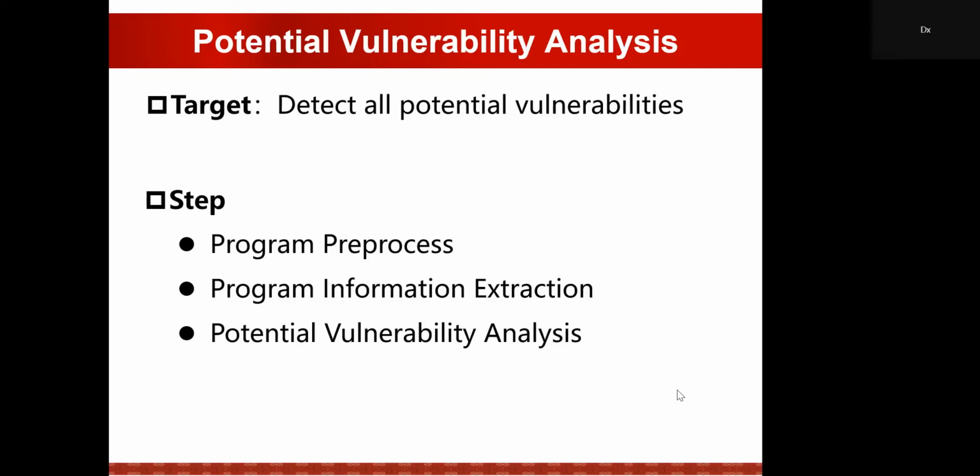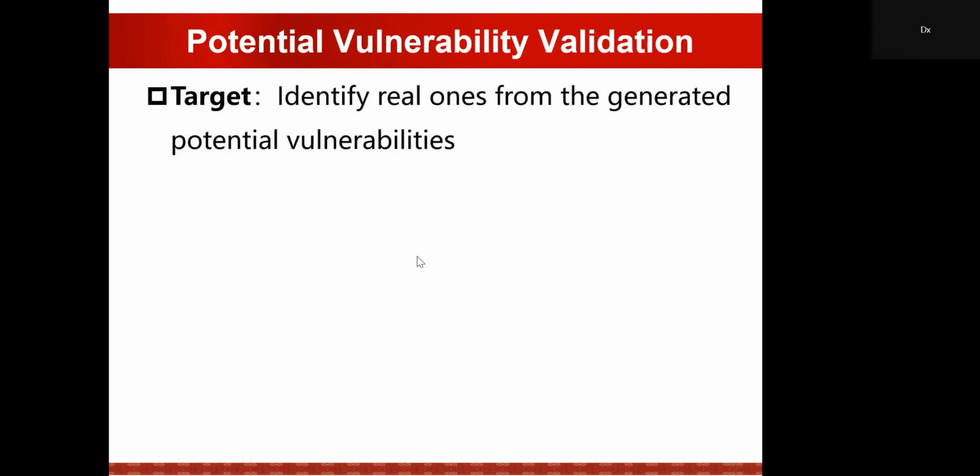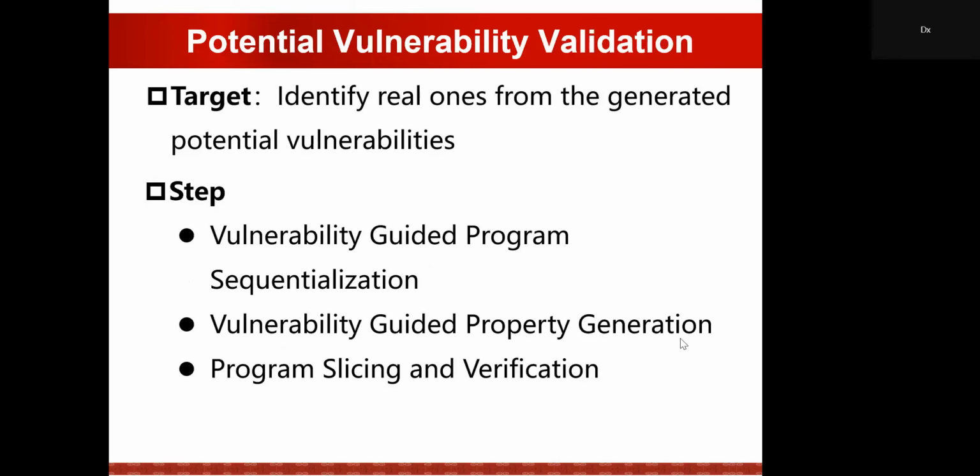Then, two vulnerability analysis algorithms for potential data race and potential atomicity violation vulnerability analysis are employed to analyze all potential vulnerabilities according to the definitions, respectively. In the potential vulnerability validation phase, we try to employ program verification to automatically identify the true ones from the generated potential vulnerabilities. For each potential vulnerability, we try to find an execution path of the program which triggers it. If such a path is found, then the vulnerability is true.